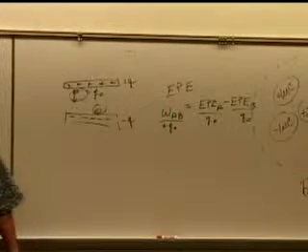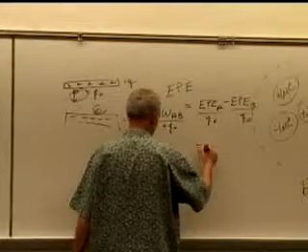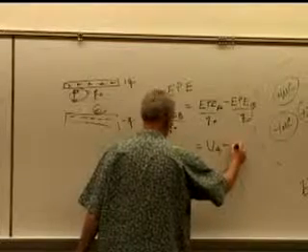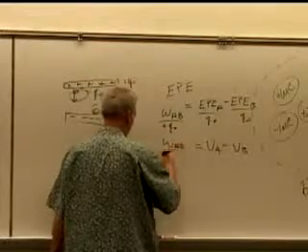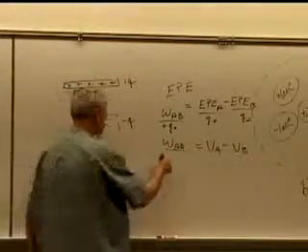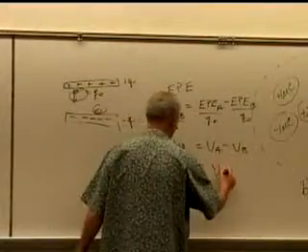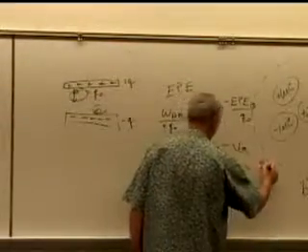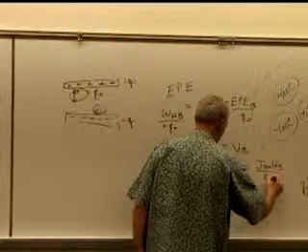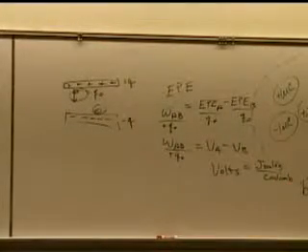Okay? Now, what I've just done is this. This is the same as VA minus VB equals the work that the electric field did from A to B divided by Q naught. This is volts. Volts is measured in joules per coulomb. Okay? Volts are measured in joules per coulomb.